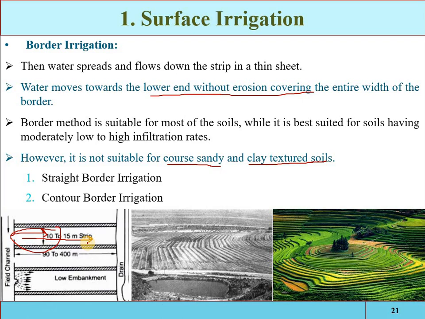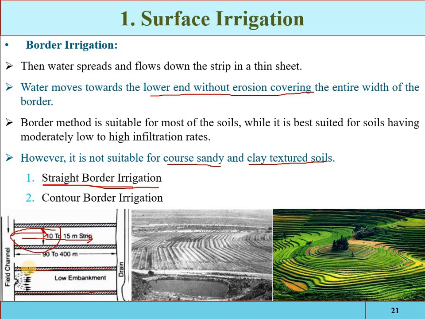There are two types of the border. One is the straight border, second one is the contour border. So for almost level agricultural land, these straight borders may be constructed along the direction of the slope. And in the hilly area, here you can see that these fields are formed, these terraces are constructed, these borders are constructed across the slope.